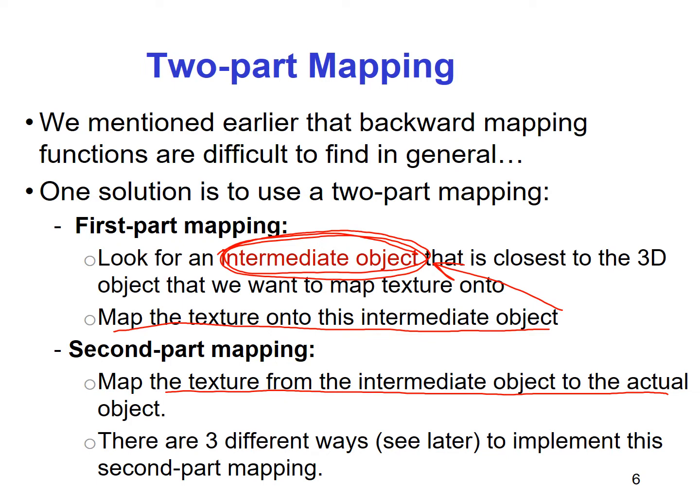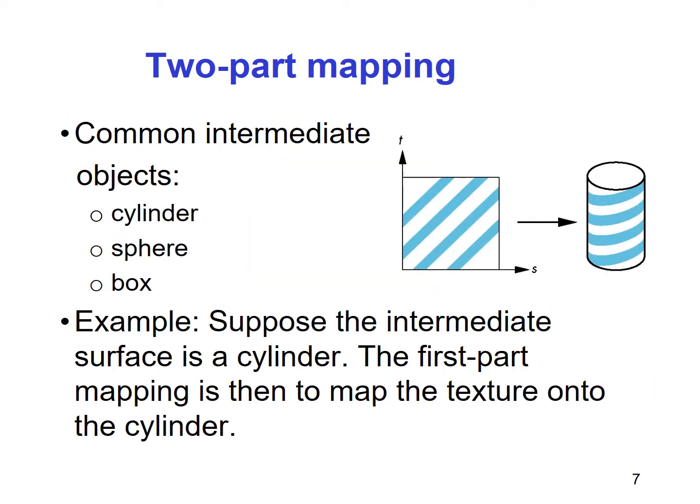This second part is performed in three different ways that we will see in later parts. Let's look at some examples of two-part mapping. Some common objects on which we can map the texture are cylinders, spheres, and boxes. Here we have a cylindrical shape on which we mapped this texture as an intermediate first step.